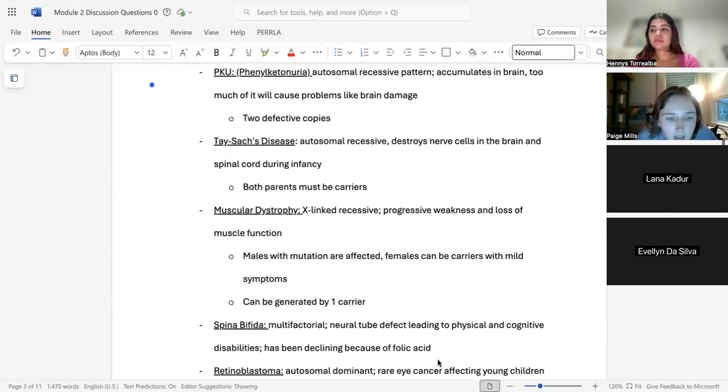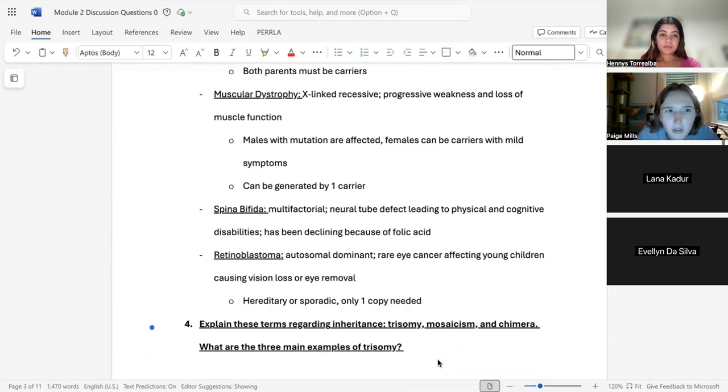And then Tay-Sachs disease is also an autosomal recessive pattern. It destroys nerve cells in the brain and spinal cord during infancy. I believe it causes, actually, never mind, that's a different disorder. But both parents must be carriers for a child to develop this. It's usually pretty severe. I think I remember her saying that basically no infant survives.